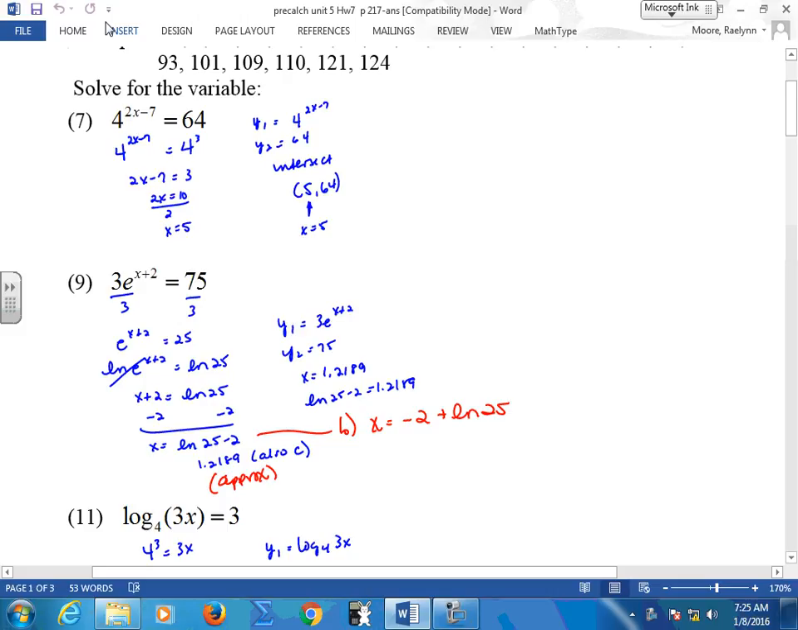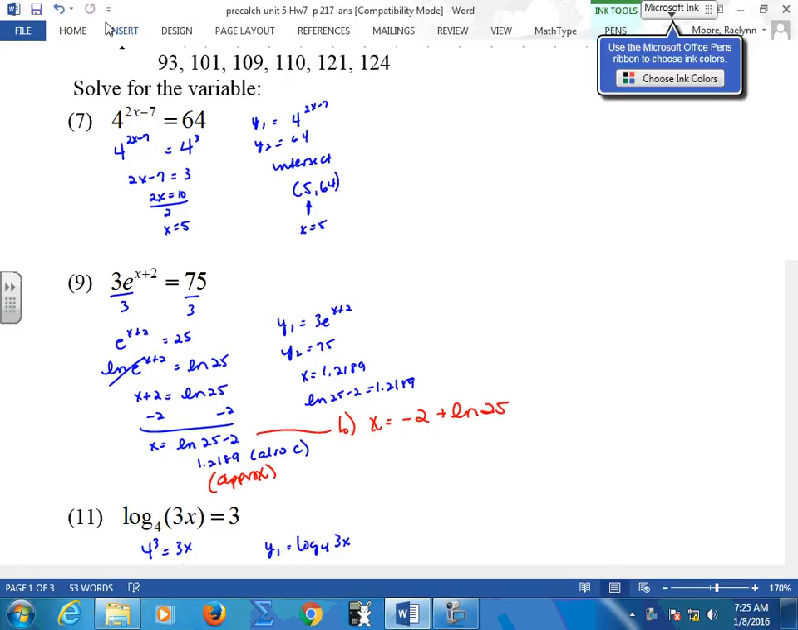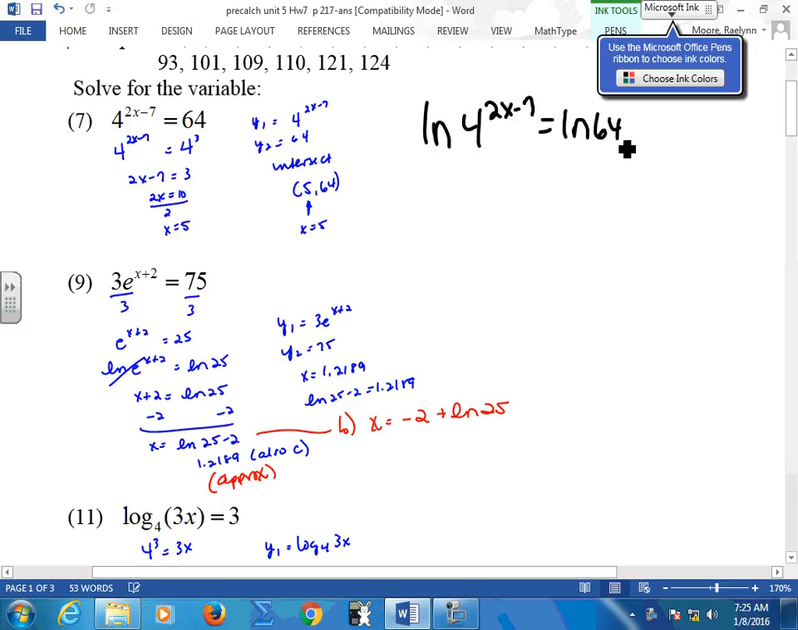Be careful when you do, there's more than one way to do some of these. You can do the first one with a log of both sides, but when you bring down the 2x minus 7, you have to distribute that. So in other words, if you bring this down, log or ln, whichever one you want to use, and you bring this down, this stays together.